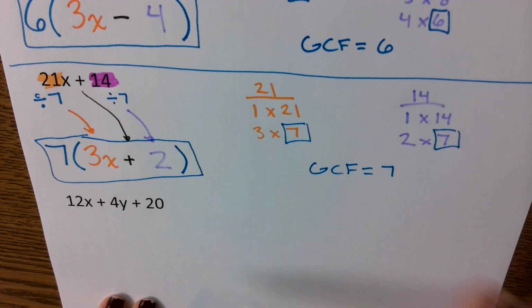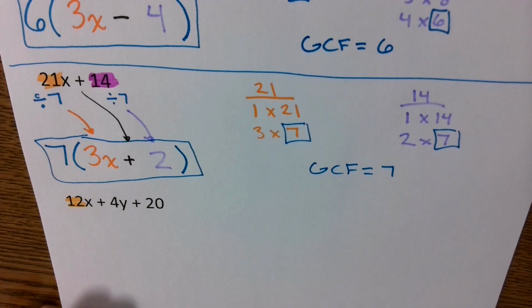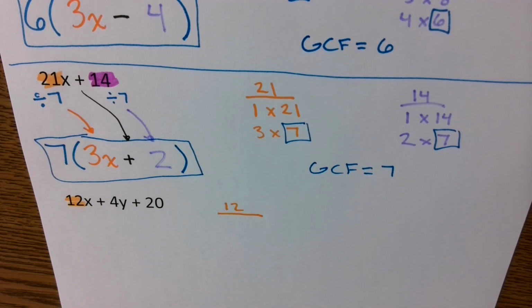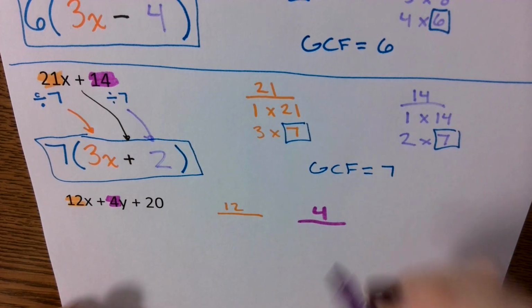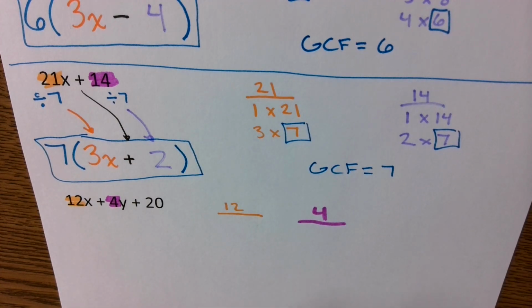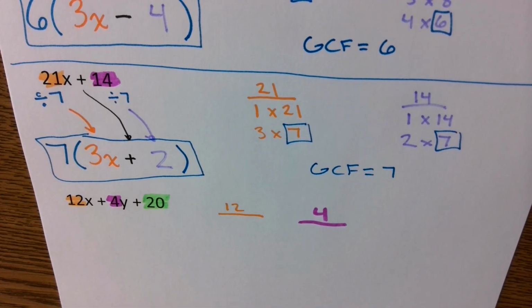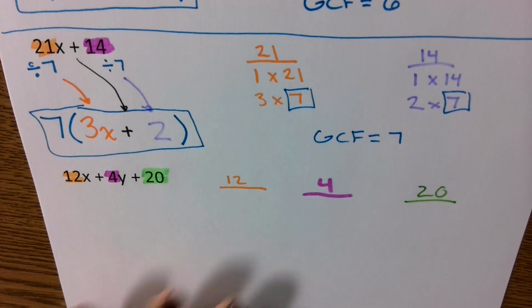Okay, I want you guys to try the last one on your own. You're identifying your factors. You're going to list out your factors of 12, your factors of 4, and then of 20. Then once you find your greatest common factor, you're going to pull that out.